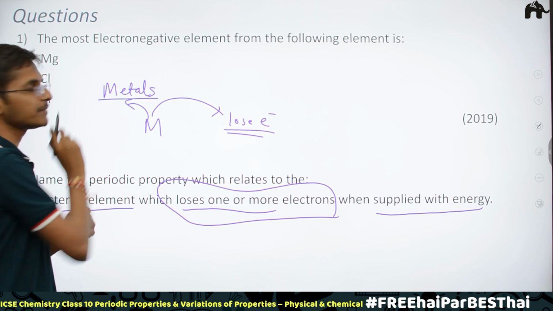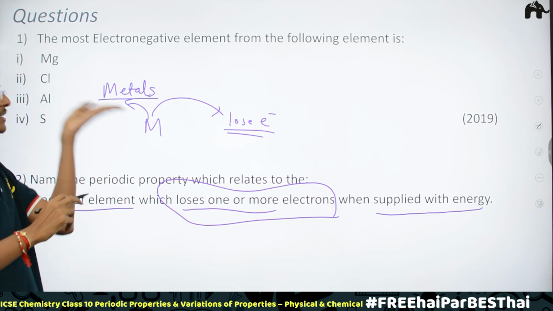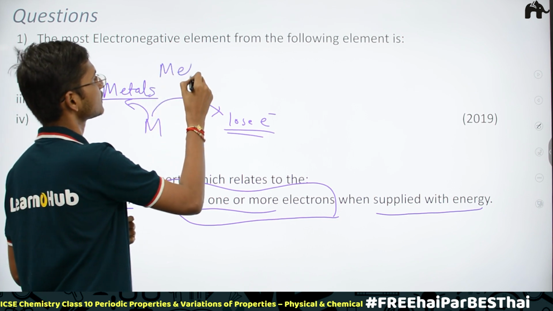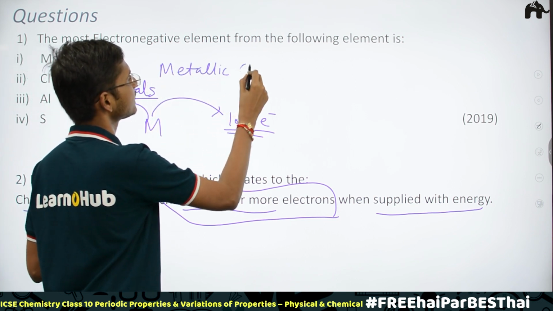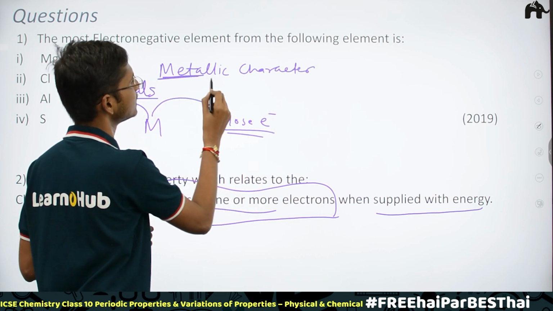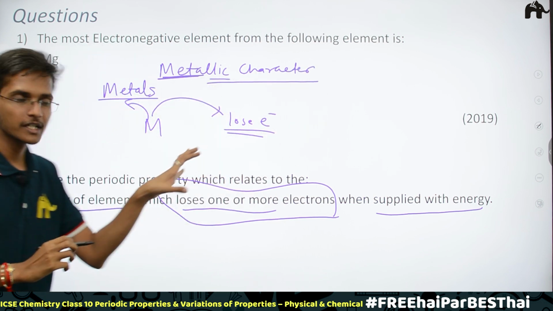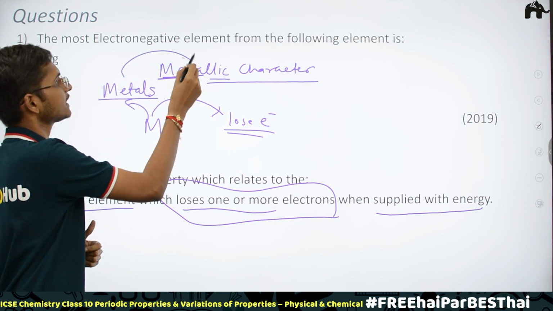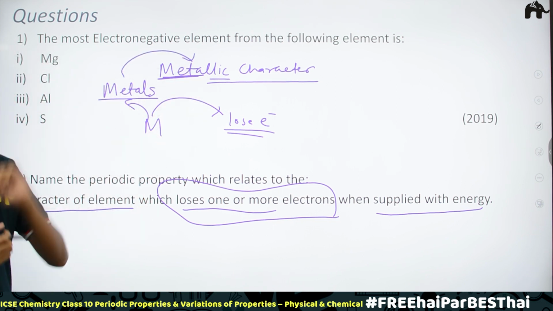And if it is behaving like metals, we know that this element is showing metallic character, right? Metallic character, we know what it means: metal-like character. Okay. So since it is behaving like metals, therefore it is showing metal-like character or metallic character. So our answer is metallic character.